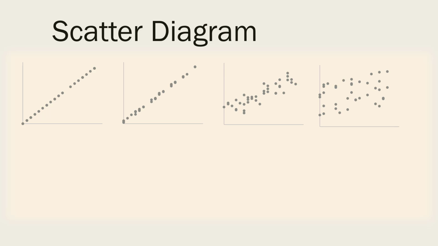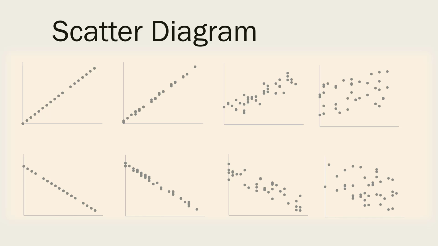Here we have a set of scatter diagrams with positive correlation. The first one here depicts a perfect positive correlation, where all the points will lie on a straight line drawn through them. The second one shows a very strong positive correlation. The points are very close to forming a straight line. The linear relationship in the third one is also positive and strong, while in the last one the relationship is still positive but weak. And here are a set of negative relationships: perfect, very strong, strong, and weak.